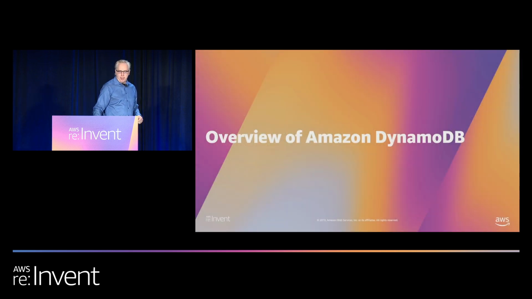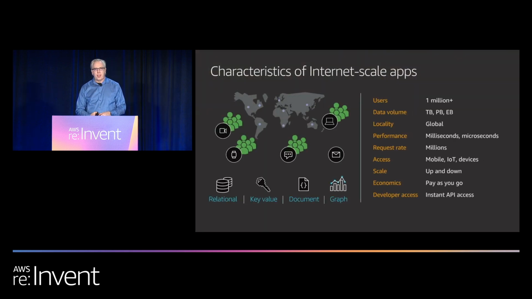So first, let's talk a little bit about NoSQL databases and Amazon DynamoDB. So cloud application characteristics are very different from traditional applications, and users can very easily be in the millions. Data volumes can reach petabytes and exabytes in short order. Performance is often measured in milliseconds and microseconds. On average, the app serves millions of requests per second. On a big day, tens of millions of requests.